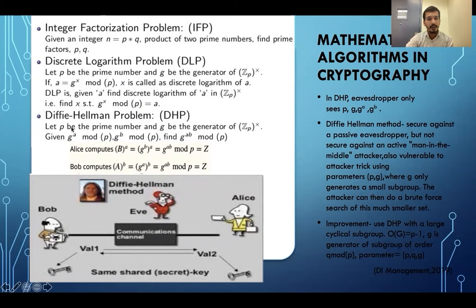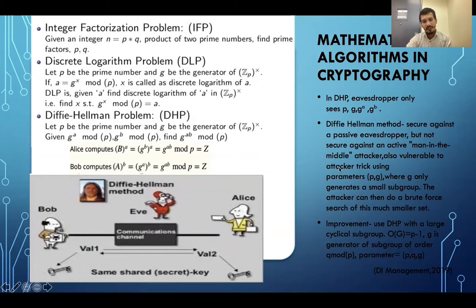This is very important. Let P be a prime number and G be a generator of the cyclic group Zp. G^a mod P is the public key of Alice, G^b mod P is the public key of Bob, and a and b are the private keys of Alice and Bob respectively. Our motive is to find G^ab mod P. Alice will compute this, Bob will compute this. Here we see the eavesdropper is standing there, not able to fetch the information.